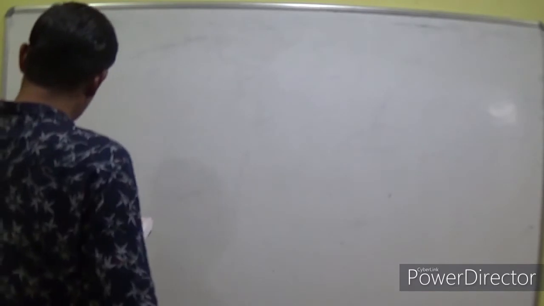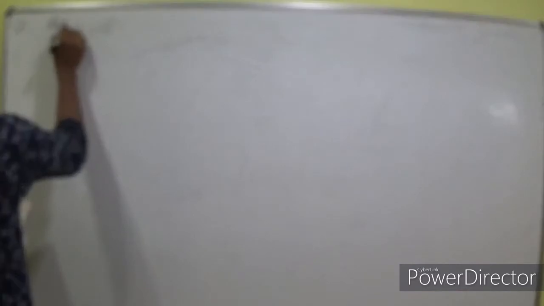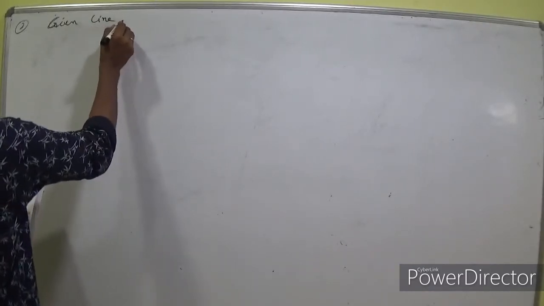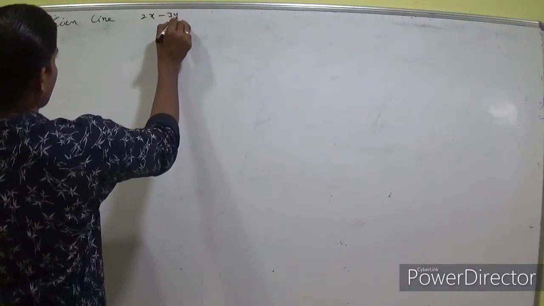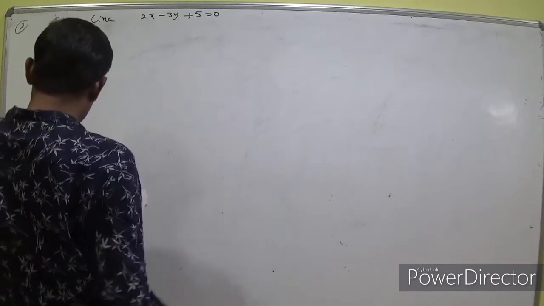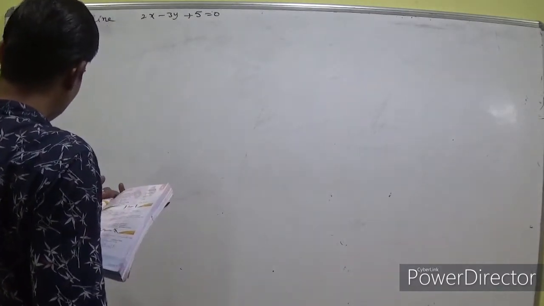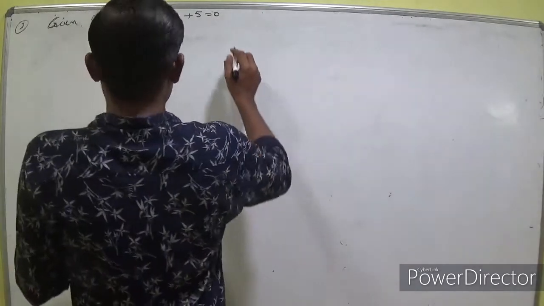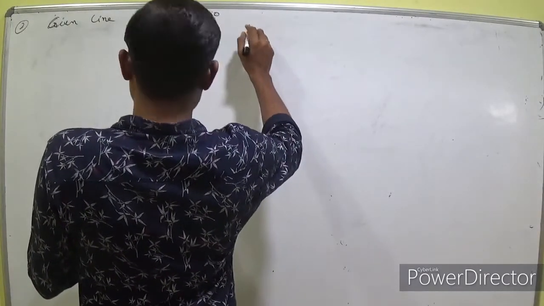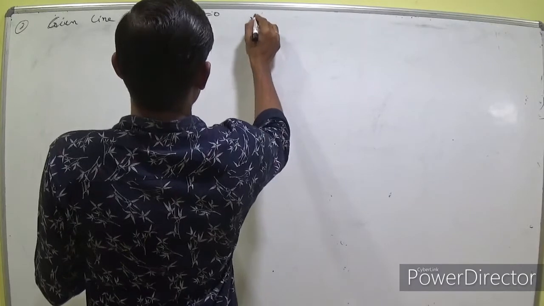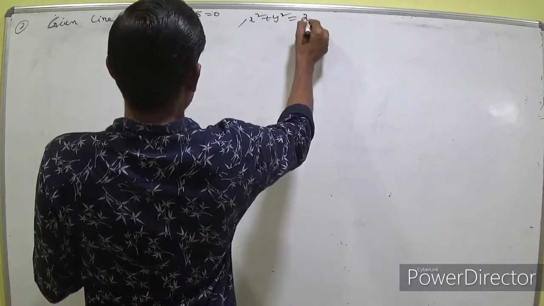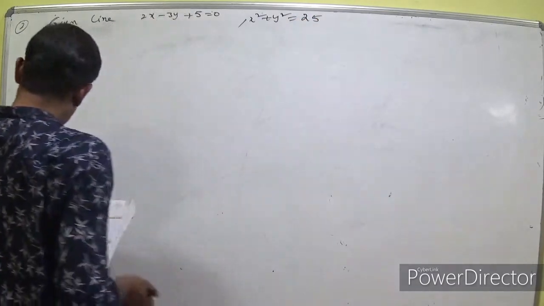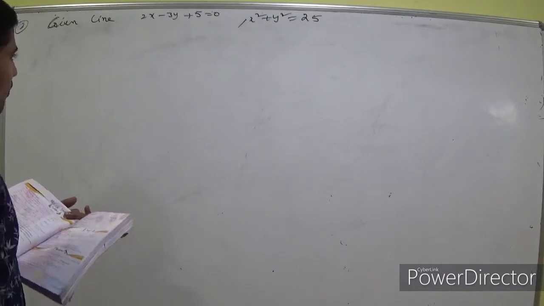Pole of the line with respect to the given circle. The given line is 2x minus 3y plus 5 equal to 0, and the given circle is x square plus y square equal to 25. Then the formula.